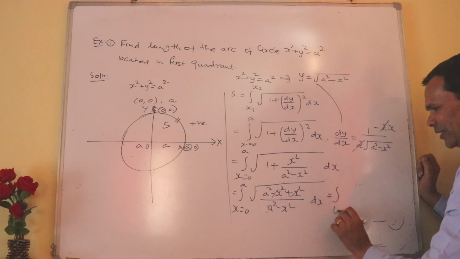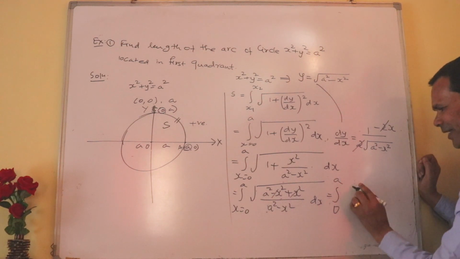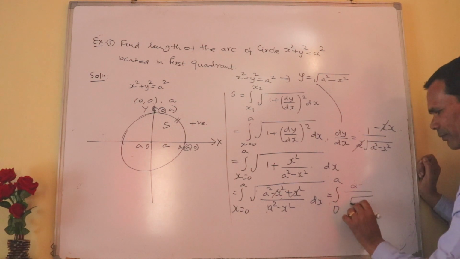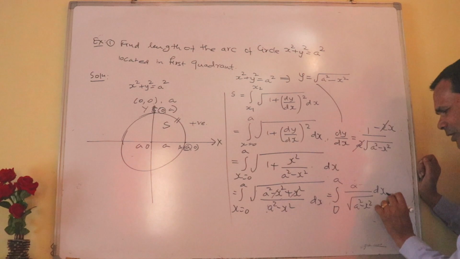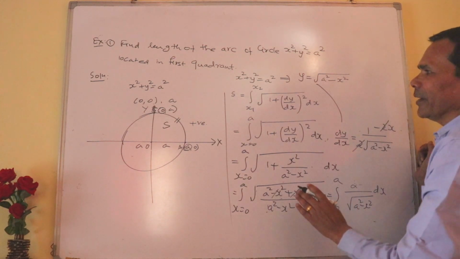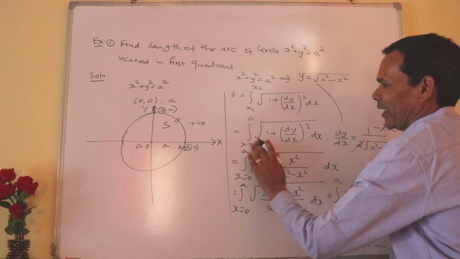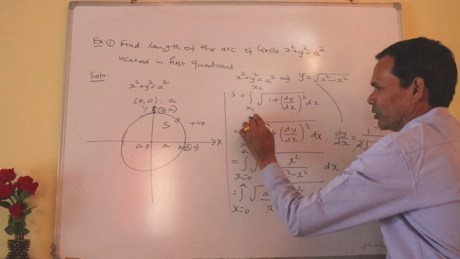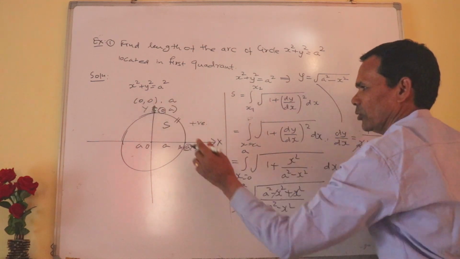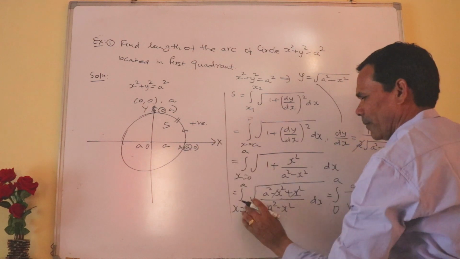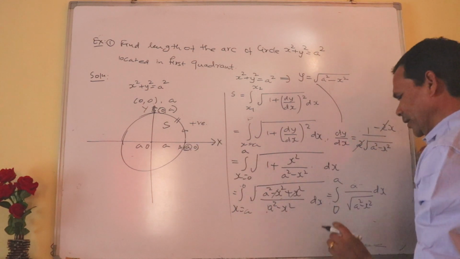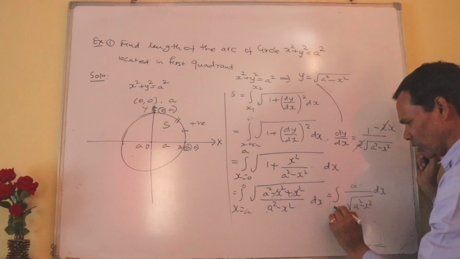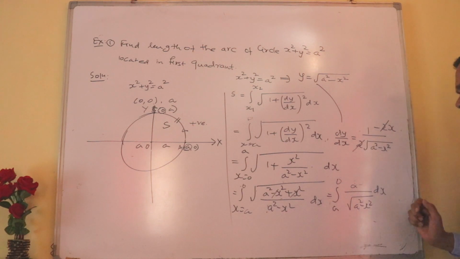You are getting this as integral from 0 to a of a divided by root of a square minus x square into dx. I just take the limits as a to 0, not 0 to a, or we take the absolute value finally, even if you take 0 to a.